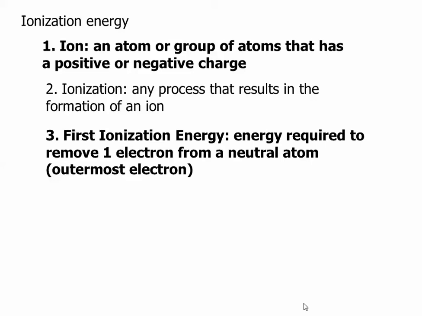So, ionization energy. Before we get to that, let's remember that an ion is an atom or group of atoms that has a positive or negative charge. And ionization is any process that results in the formation of an ion. You see ionization in advertising a lot, like an ionizing humidifier, or just to make something sound more scientific than it is so you'll buy it. But what we're interested in is first ionization energy. That is the energy required to remove one electron from a neutral atom, and that's going to be the outermost electron.